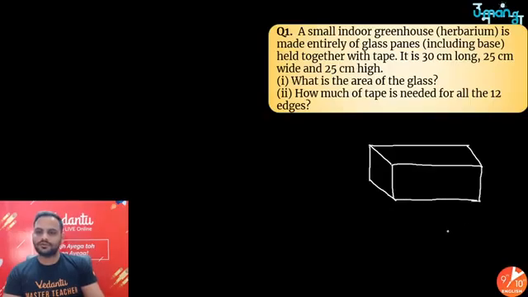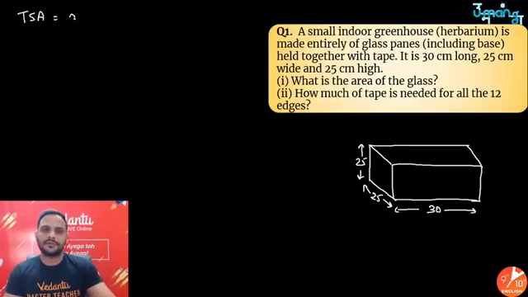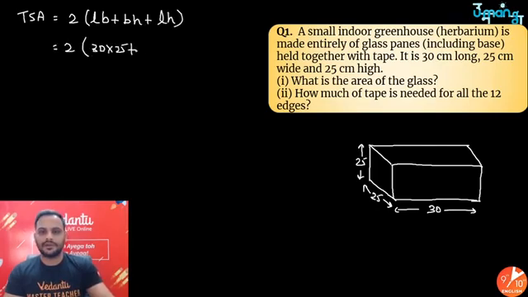It is in the shape of a cuboid. Okay, 30 centimeter long, 25 centimeter wide, and 25 centimeter high. What are they asking? What is the area of the glass? Simple. Area of the glass. All the surfaces are made of glass, so they are asking us TSA. That means 2 times of LB plus BH plus LH. So I will say 2 times of 30 into 25 plus 25 into 25 plus 25 into 30.